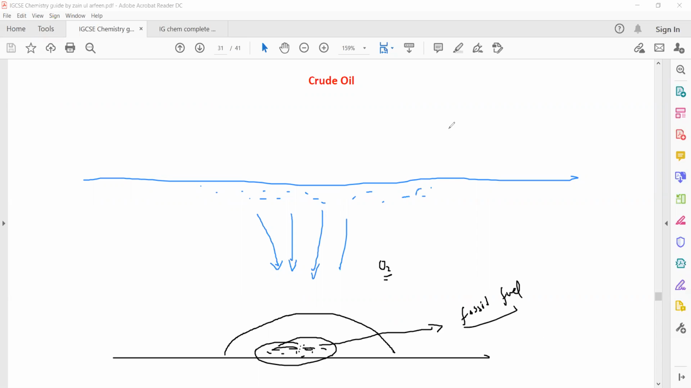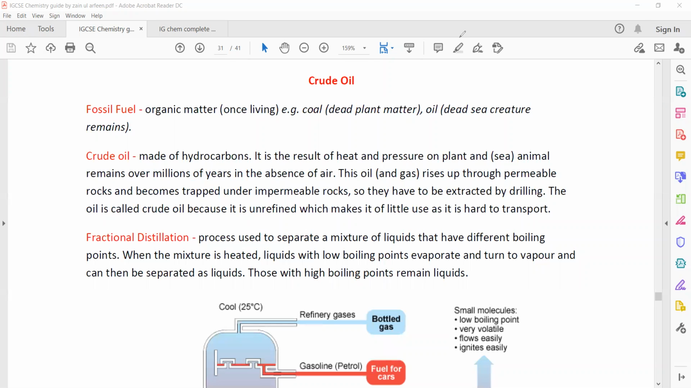In the formation of a fossil fuel, you don't have to learn how it is formed. You have to learn the extraction of the crude oil, or how we separate the different oils from a mixture. The crude oil, which is a mixture of different hydrocarbons, results from heat and pressure on plants or dead sea animals, which remain over a period of millions of years in the absence of oxygen. This results in the formation of oil and gas.